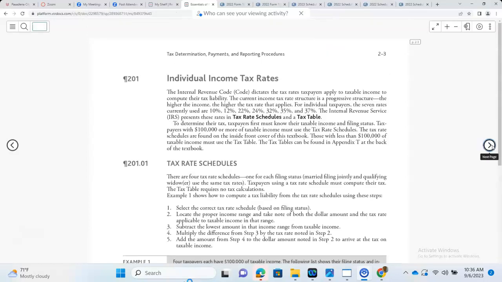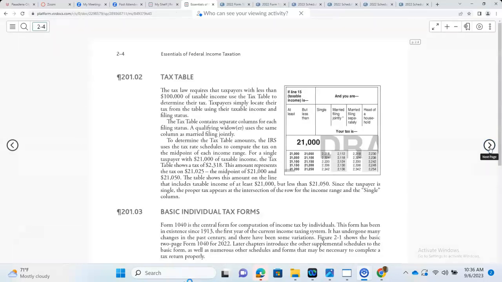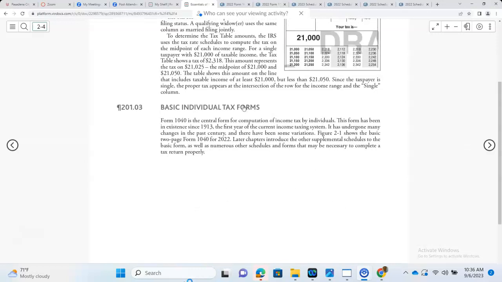Okay, so that's anyway not that much of an issue because you are going to use software and that will calculate it for you. And here is the tax statement that we were talking about. So in regards to individual tax forms, we covered 1040 last time, the first page at least. If you'd like to watch that again, it's in the recording.